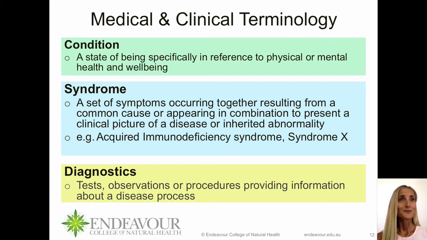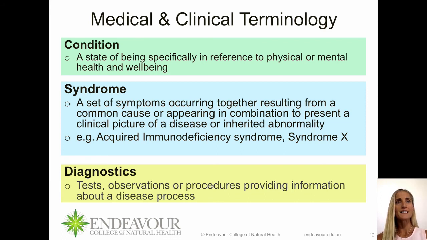Okay, so a condition is an abnormal state of health that interferes with health and well-being. An example of a condition might be mania, which is seen in bipolar disorder. A syndrome is a set of symptoms that occur together. They're not related to an identifiable cause, but while a disease is a clearly defined condition with consistent symptoms and an identifiable cause, syndromes can occur as a result of an underlying disease.